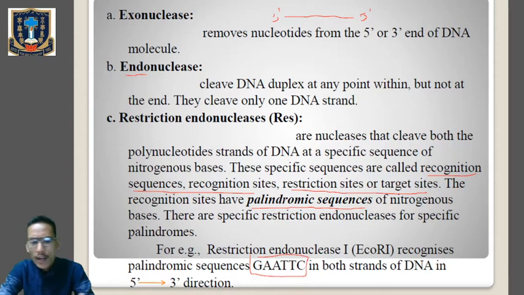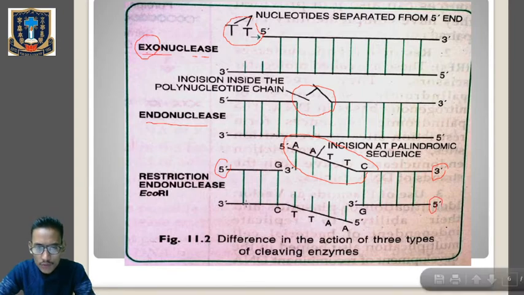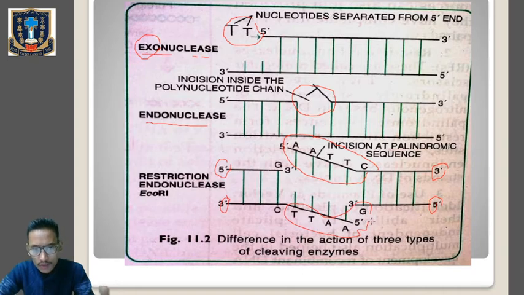Now what do you mean by palindromic sequences? Before that, look over here. The sequence GAATTC. Here you can see the polarity of the DNA strand 5' to 3', and in the other strand the polarity is also 5' to 3'. Base sequence you can see over here, GAATTC. So this particular polarity or base sequence is recognized by the enzyme EcoR1.